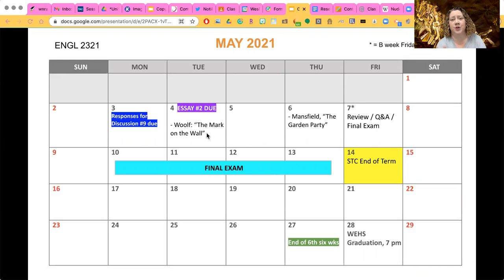That one is pretty short. I think it's maybe 4 pages. I tried to pick short ones. The Garden Party is a little bit longer, but that's for next week. And then if we need review time, and then just the exam.